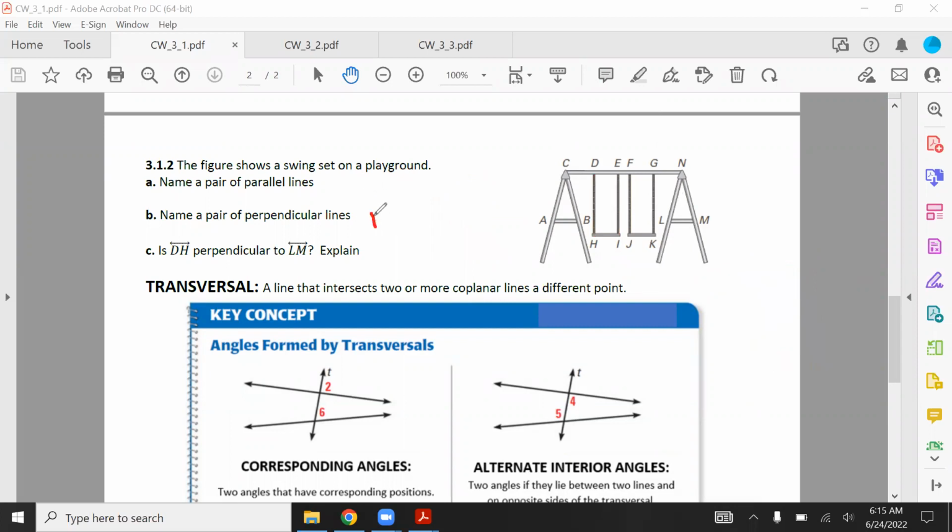I probably would say like DH is perpendicular to CN. And by the way, you don't have to call it CN if you don't want to. You can call it DE, EF, FG. Just pick any 2 points on the line. But I would say those are perpendicular. You could also say IE or FJ is perpendicular to CN, or even GK. And those could work.